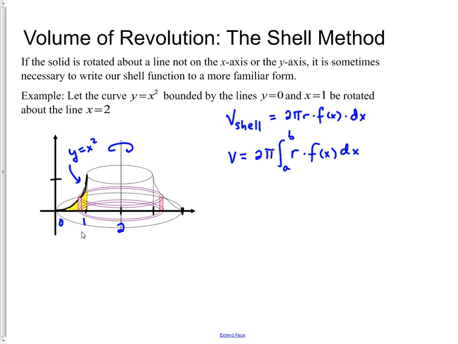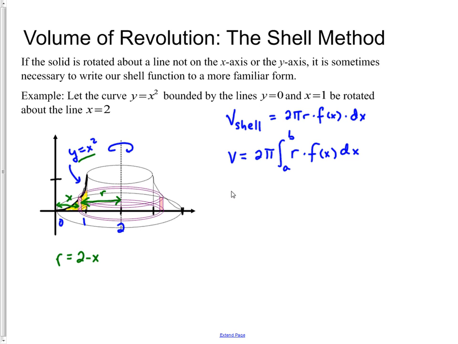All right, well, we need to know what our radius is. So let's check this out. Our radius is going to be found by going from the dx strip to the line x equals 2. So our radius is no longer just going to be x, is it? It's going to be 2 minus x in this case. Whatever value of x we have from here to here has got to be taken away from 2 now to give us our radius. Our function height, luckily, is still the same. The function's height is always x squared.